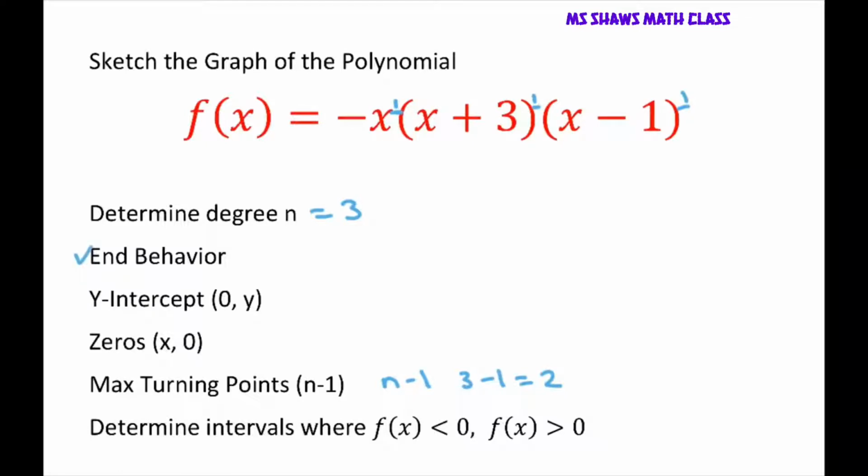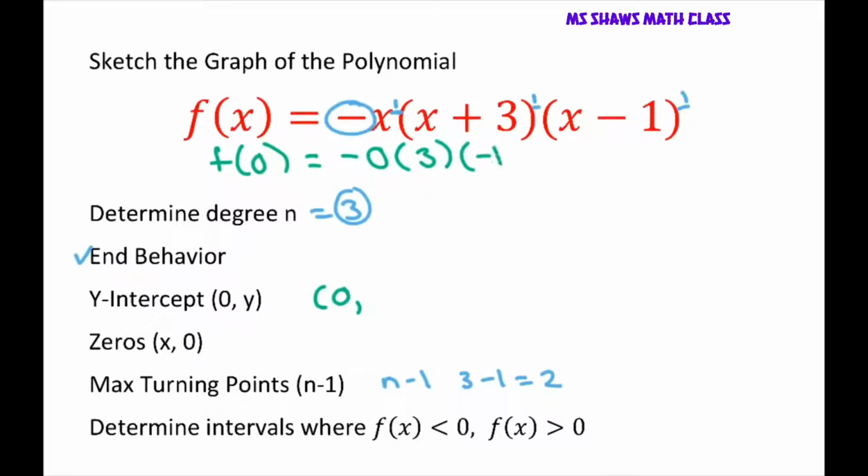Our end behavior has to do with the degree, which is 3, and the fact that it's negative, and we'll discuss that in just a minute. Our y-intercept is when x is 0. So when x is 0, let's plug in 0, you get negative 0 times 3 times negative 1, and that equals 0, because this 0 here really basically knocks everything out.